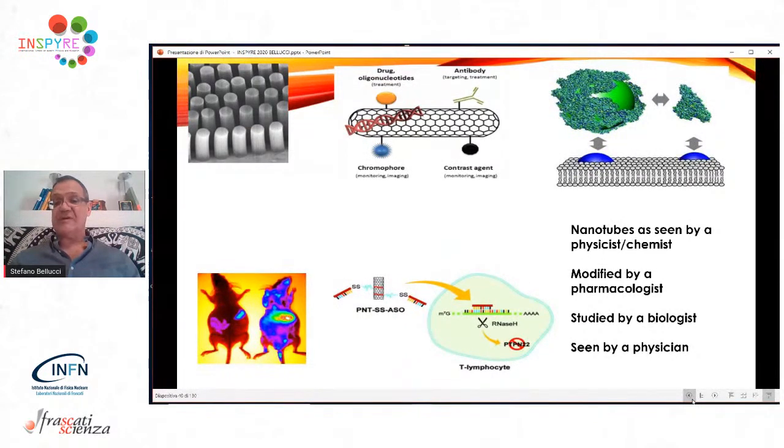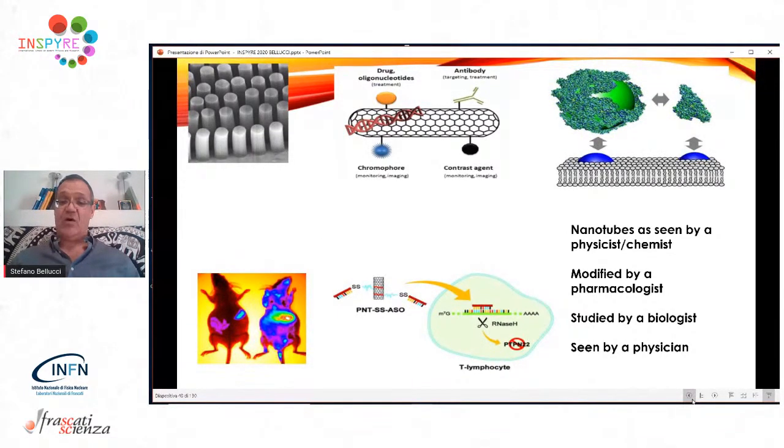Now, to achieve a nano device that will be able to be used for therapeutic or diagnostic aims, we can conceive the following scheme. We can prepare a nanovector with a certain degree of complexity. Here I've introduced oligonucleotides, for instance, as a drug. I have put a chromophore that allows me to monitor where the vector in the body is going. I have put a contrast agent that allows me to increase the monitoring by imaging, enhancing the contrast of the image. And finally, I put an antibody to achieve the targeting towards a specific organ.